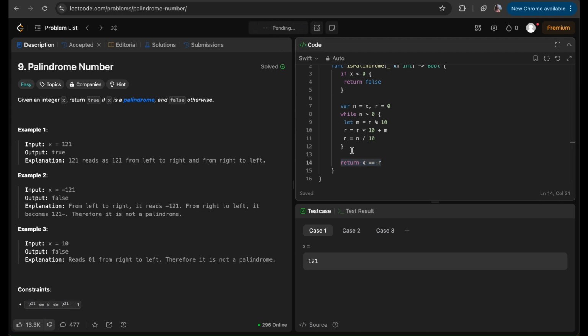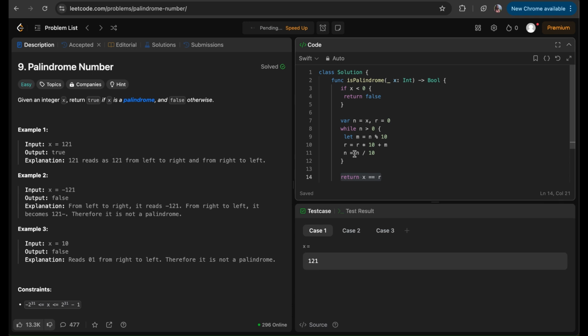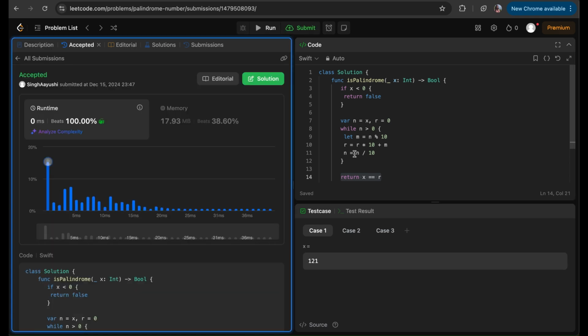Let's submit the solution and check. So here is the result of it.